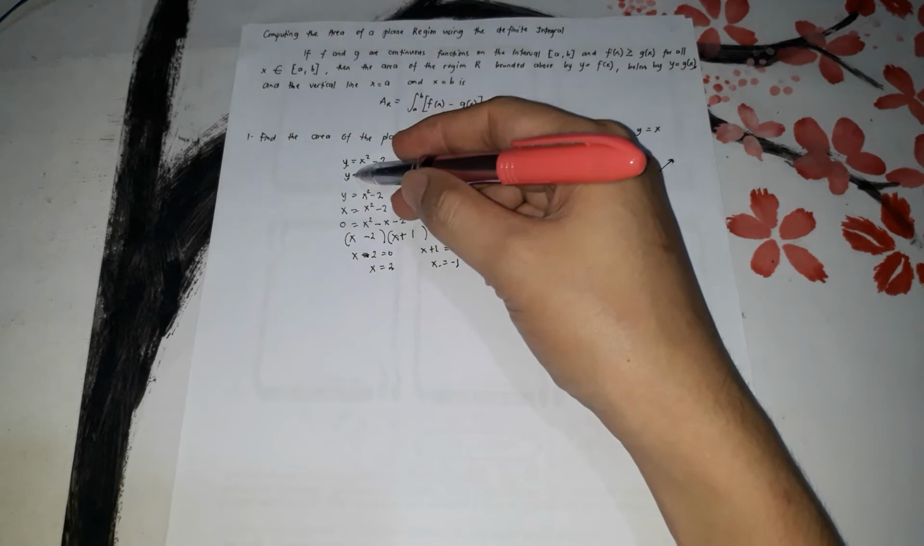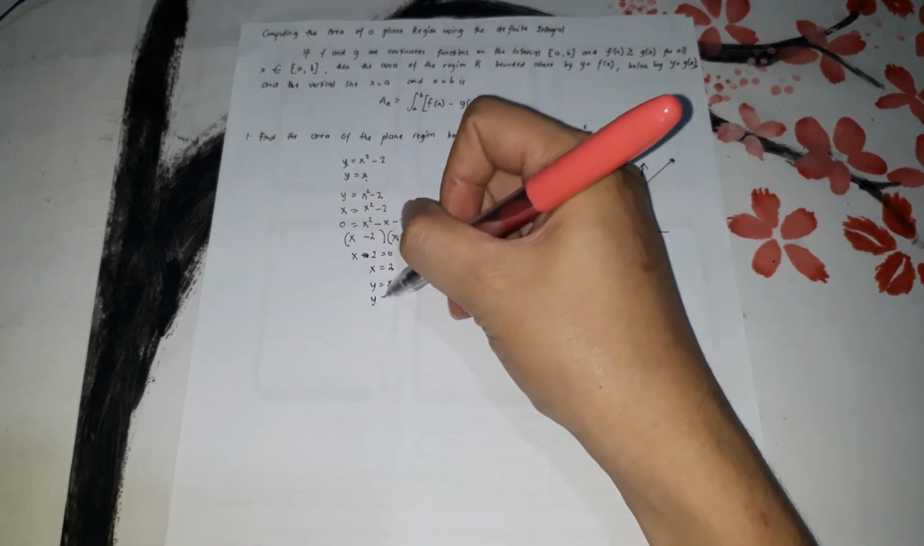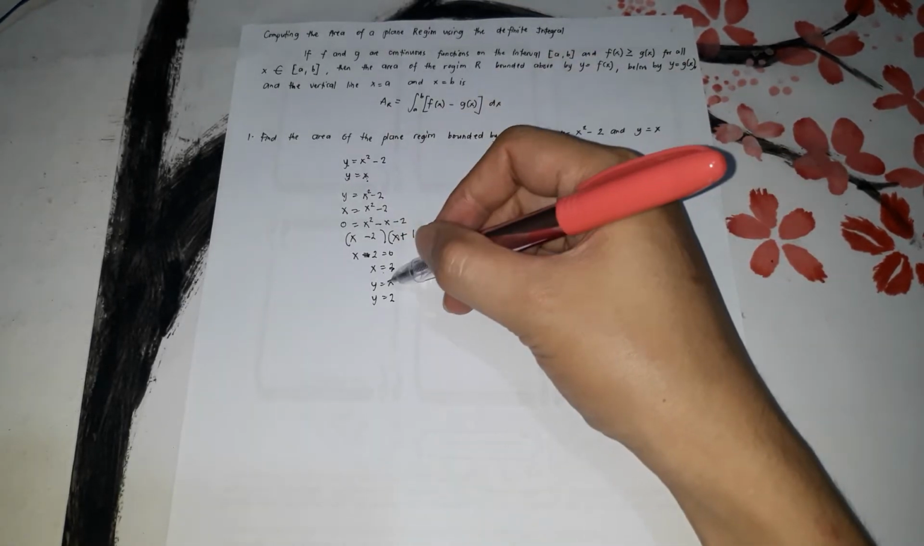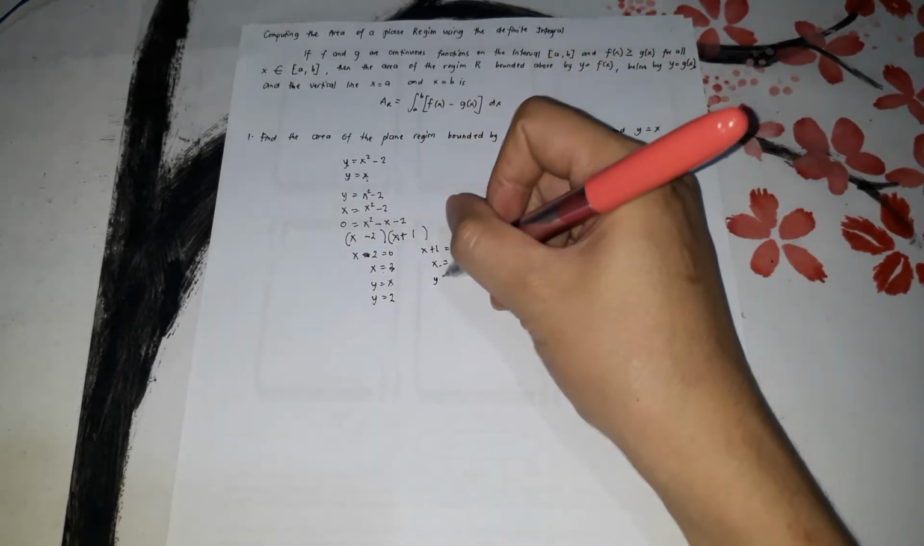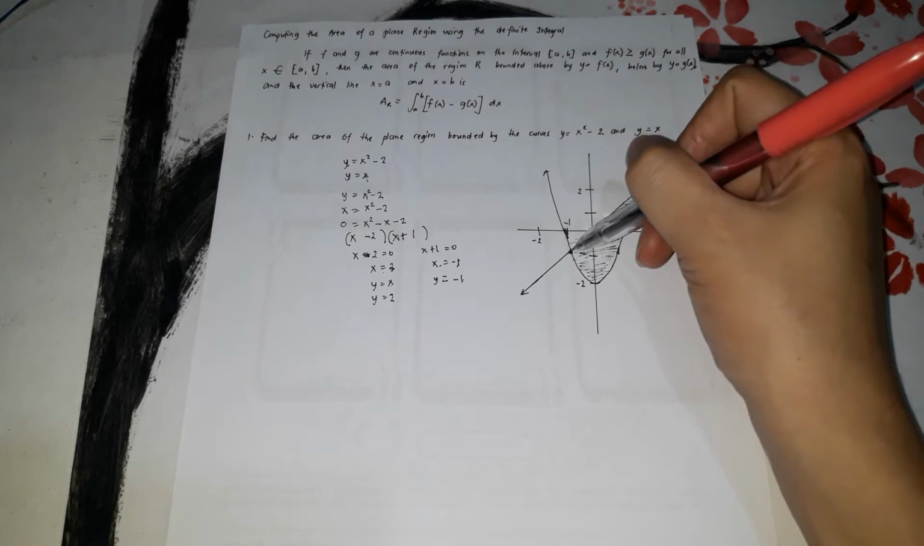Now we're going to solve for y. So y equals x. If x equals 2, y equals 2, because y is just equal to x. In here, if x equals negative 1, y is also negative 1. So negative 1, negative 1 is one point of intersection, and 2, 2 is the other.